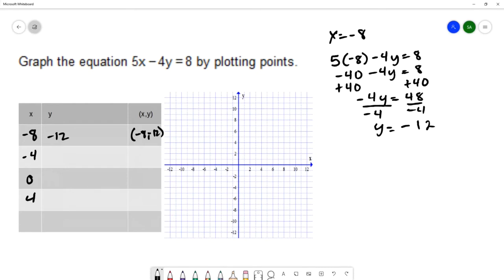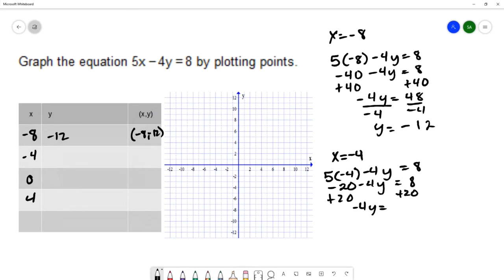We'll do the same thing with the next x value, which is x equals negative 4. 5 times negative 4 minus 4y equals 8. 5 times negative 4 is negative 20. Minus 4y equals 8. We'll add 20 to both sides. Negative 4y equals 28. And if I divide both sides by negative 4, I'll have y equals negative 7. So we have a y-coordinate of negative 7 and an ordered pair of (negative 4, negative 7).